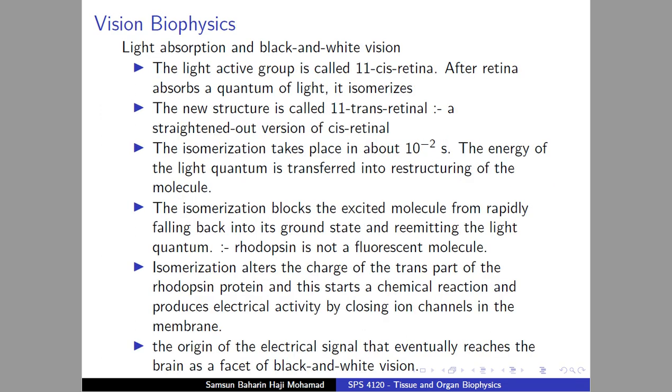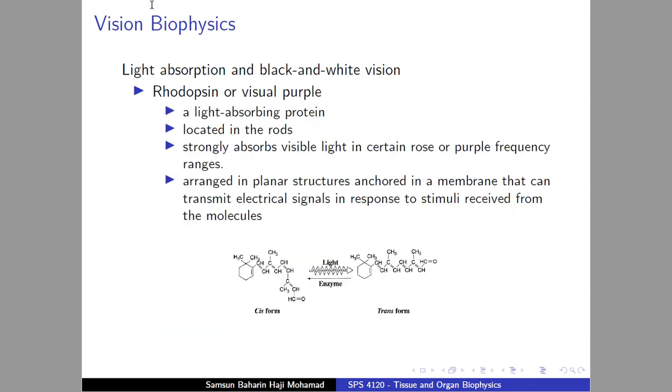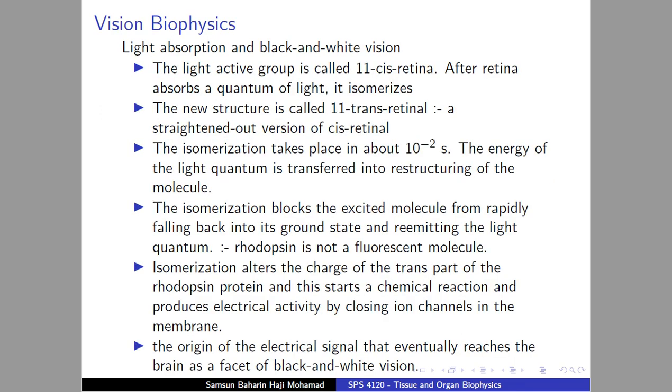Okay, so the light active group is called 11-cis retinal. After retinal absorbs a quantum of light, it isomerizes, so we go from this type to this type, the cis state. The new structure is called 11-trans retinal, a straightened out version of cis retinal. The isomerization takes place in about 10 to the minus 12 seconds. Okay, so a very short time.